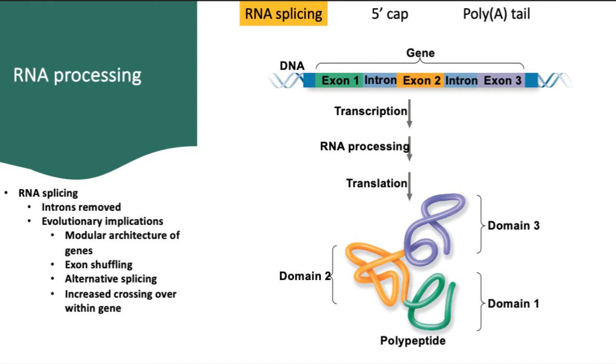There are a number of really interesting evolutionary implications of this type of genetic architecture. In some cases, genes are constructed in a sort of modular way, with introns corresponding to functional or structural domains of the resulting polypeptide. This allows for new genes to be created by a sort of mix and match method called exon shuffling.